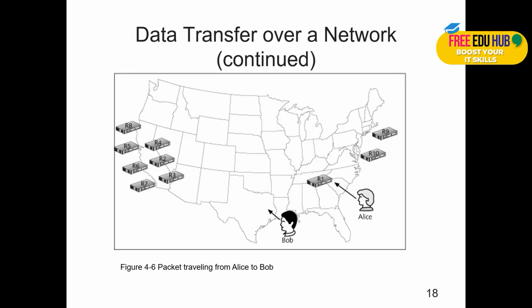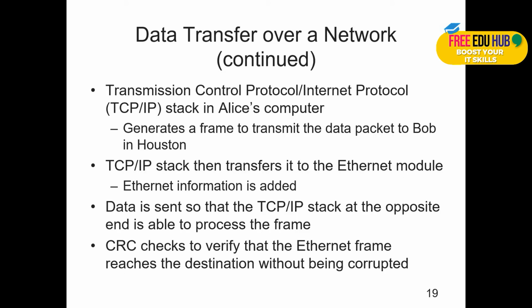Now the data transfer over the network continues. Alice is communicating through router R1, whereas Bob is sitting in some other state and the traffic would be routed to him. The Transmission Control Protocol/Internet Protocol stack in Alice's computer generates a frame to transmit the data packets to Bob in Houston. The TCP/IP stack then transfers it to the Ethernet module. Ethernet information is added to it that it should go to Bob.